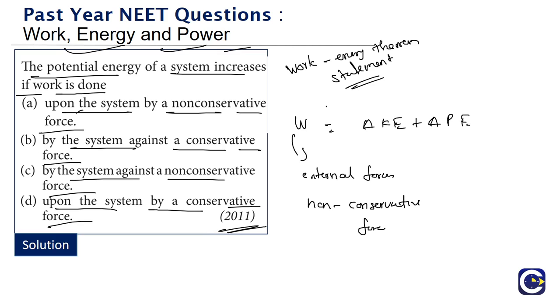Okay, now first option is what? If work is done upon the system by a non-conservative force, this will be having a positive value. Now this has a positive value does not mean that the potential energy will be increasing, because there is also a kinetic energy term, right? There is a kinetic energy term, there is a potential energy term. So just because an external force or a non-conservative force is doing work on the system does not mean that the potential energy has to increase. So we cannot say clearly.